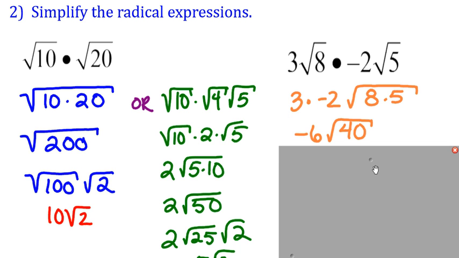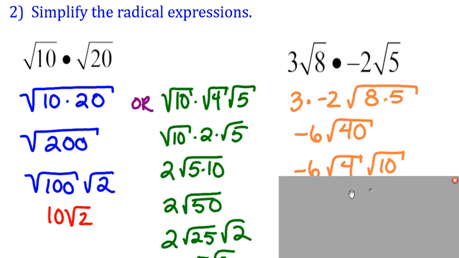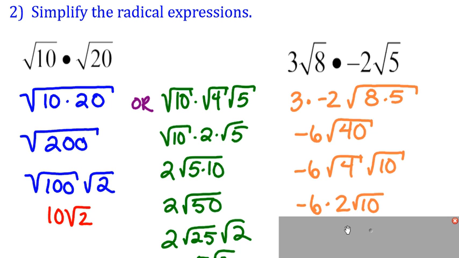So at this point, you want to ask yourself, does it have any perfect square factors? The square root of 40? Yes. 4 times 10, so we'd write that as negative 6 times the square root of 4 times the square root of 10. We know that the square root of 4 is 2, so negative 6 times 2, that would be negative 12. We've got negative 12 square roots of 10.